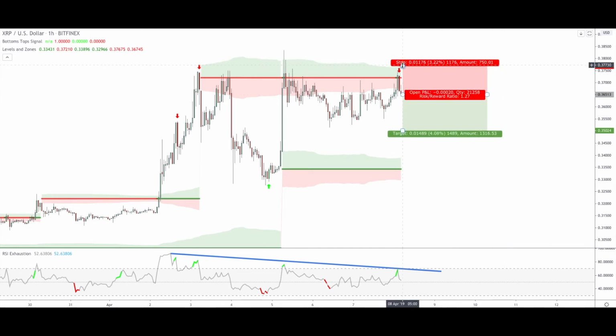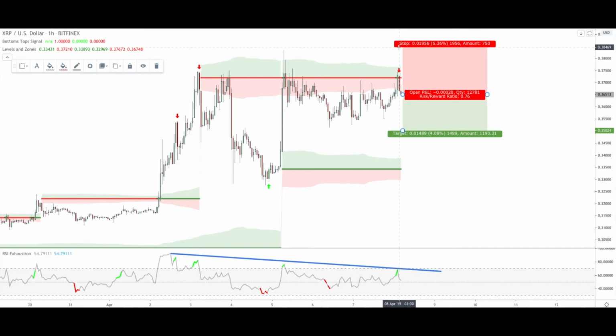The stop loss, as you can see, I just trim it down because if you want to be extremely safe, you should set the stop loss to be at least this high because it should be higher than this wick right here.